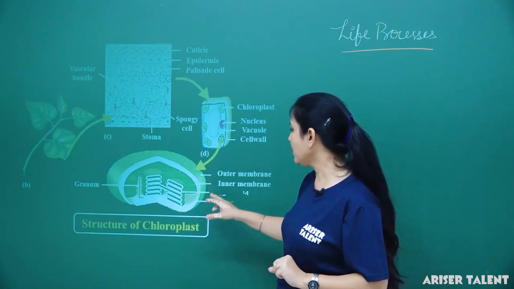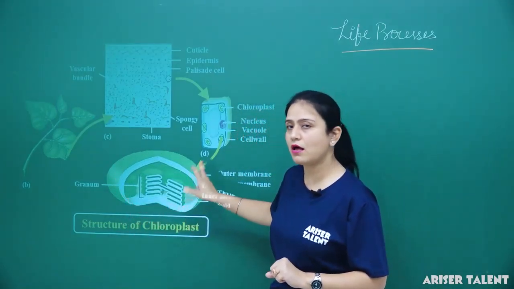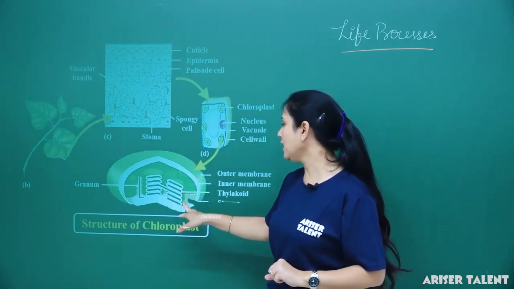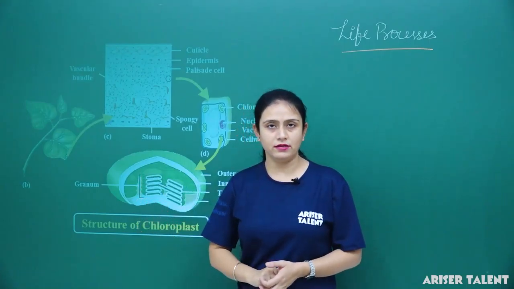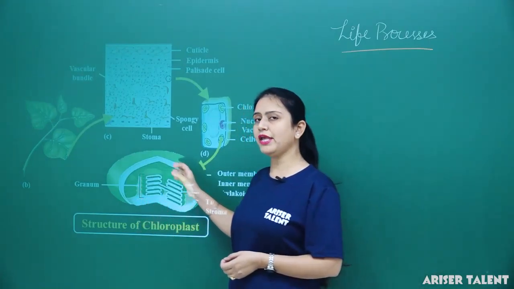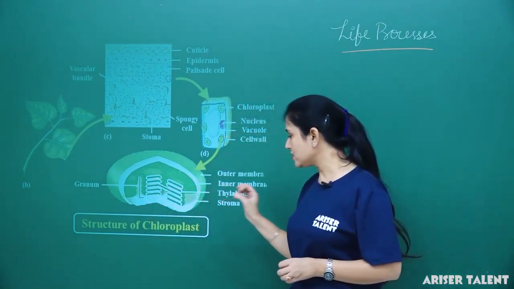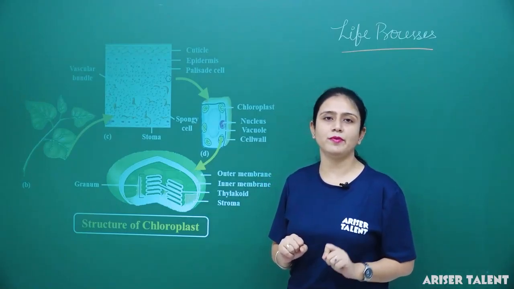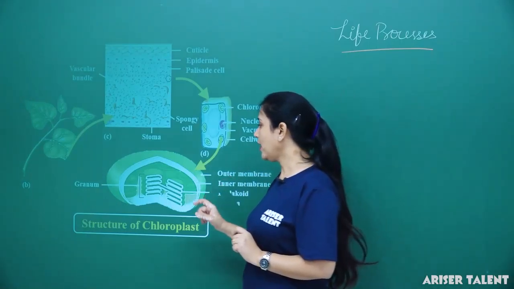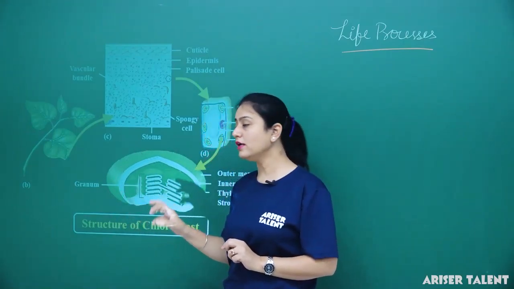So here we can see the structure of chloroplast. It has a double membrane, outer membrane and inner membrane, and it has thylakoid, stroma, and this part is known as granum. You have already studied the structure of chloroplast in class 9. Now let me once again explain that this chloroplast contains the green pigment, that is chlorophyll, and generally the whole process of photosynthesis occurs here.